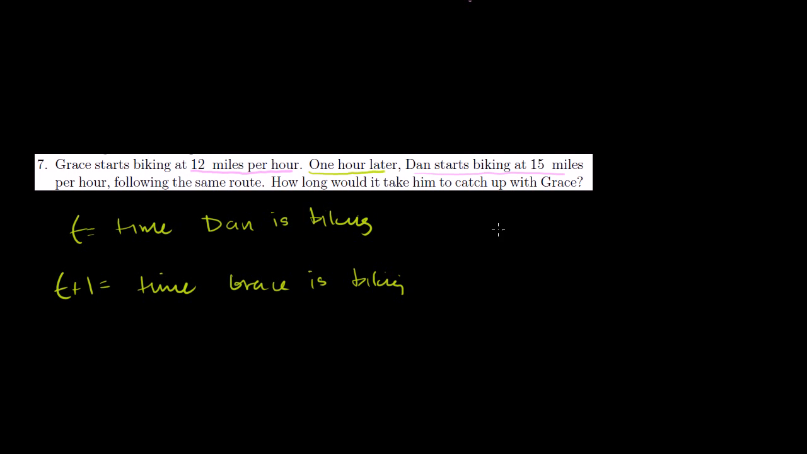And we just have to remember that distance is equal to rate times time. So Dan's distance is going to be equal to 15 miles an hour times the time in hours. This is Dan's distance. And then Grace's distance, let's say D for Grace, is going to be equal to 12 miles an hour, and her time, in terms of t, is going to be t plus 1. She's always going to be traveling for 1 more hour than Dan. So 12 times t plus 1.